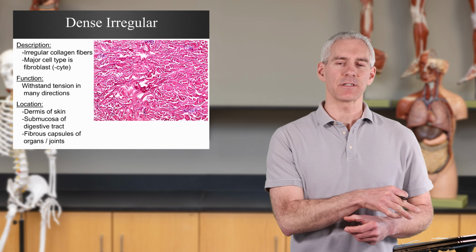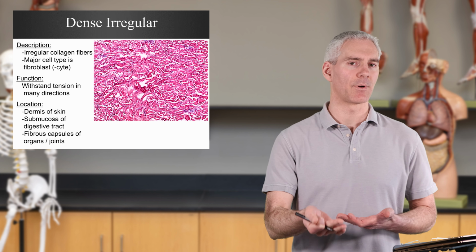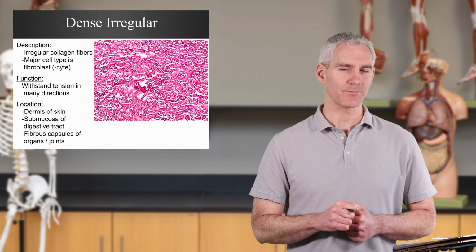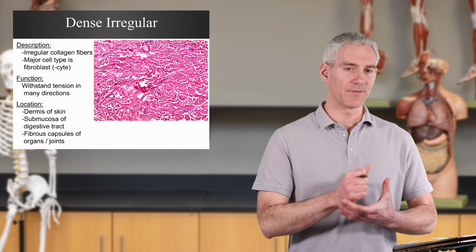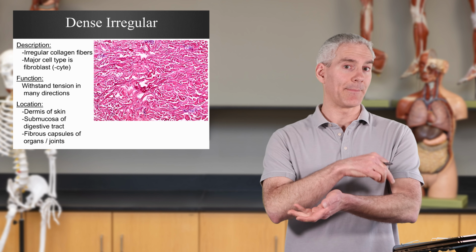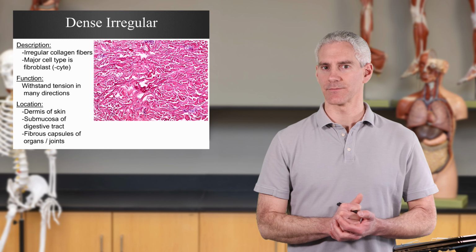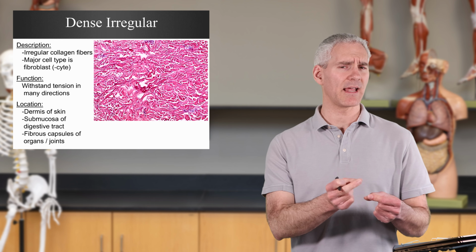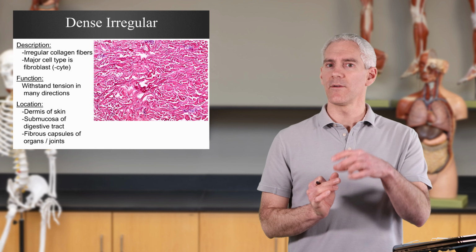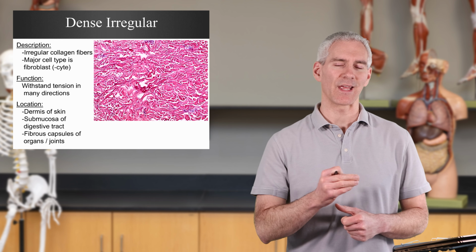Which means this gives more strength in multiple directions, but doesn't have the same maximum strength as that dense regular we just looked at a second ago. So where can you find it? Well, this is one of the main parts of the dermis of your skin. So we have the epidermis, stratified squamous. Then the next layer down is the dermis. Now, if you remember, we said that areolar connective tissue is in the dermis. That's true. We have a little bit of areolar and then a whole lot of dense irregular in the dermis of your skin.